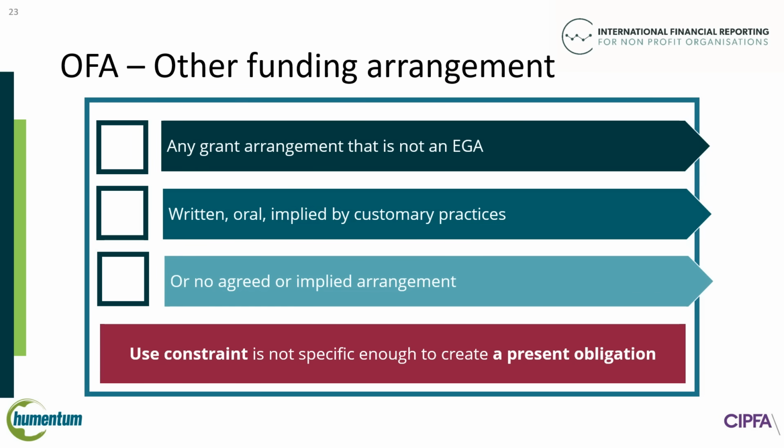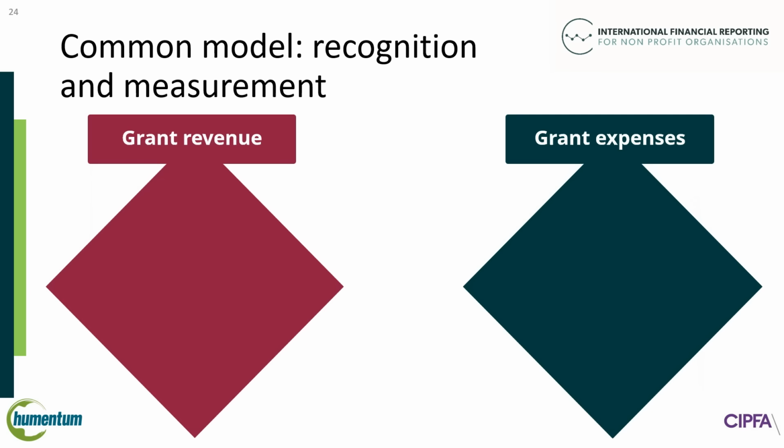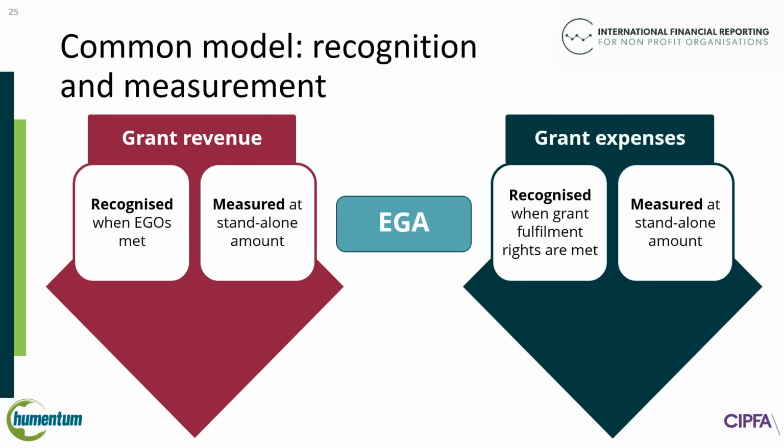In the majority of cases, such constraints are not expected to be specific enough to create a present obligation for the grant recipient. We have explained the two types of grant arrangement, namely enforceable grant agreements or EGAs, and other funding arrangements or OFAs. We will now introduce a common model for recognition and measurement of both revenue and expenses. For an EGA, revenue will be recognized as an NPO meets each EGO. Revenue is measured at the standalone amount due for the EGO.